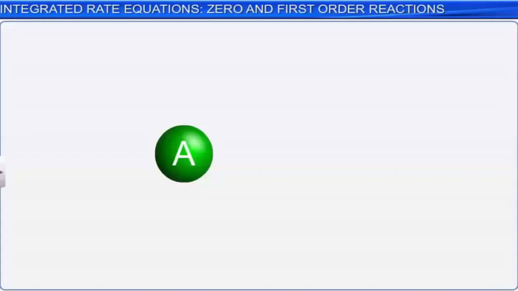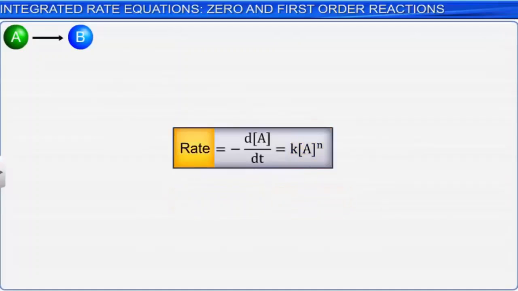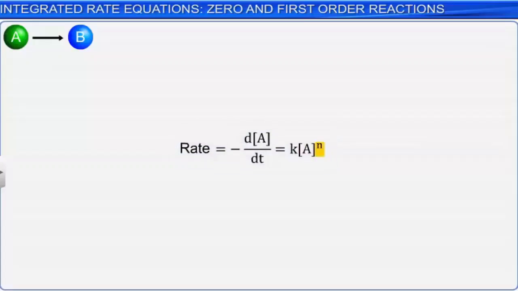Consider a simple reaction in which reactant A gives product B. Using the differential rate equation and rate law, we can write the rate of the reaction in terms of the rate of disappearance of reactant A as minus d[A] by dt equal to k into concentration of A to the power n, where n is the order of the reaction with respect to A. If the order of the reaction is 0, that is, if the rate of reaction doesn't depend on the concentration of the reactant, then n is equal to 0.